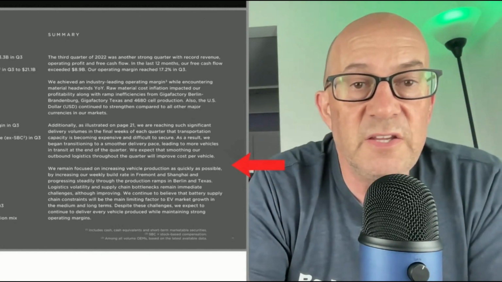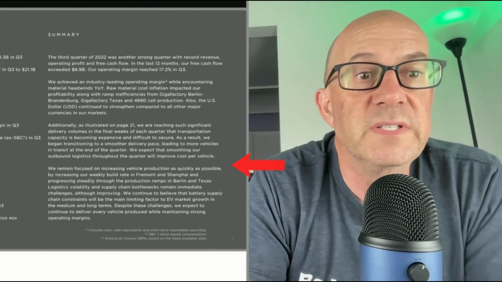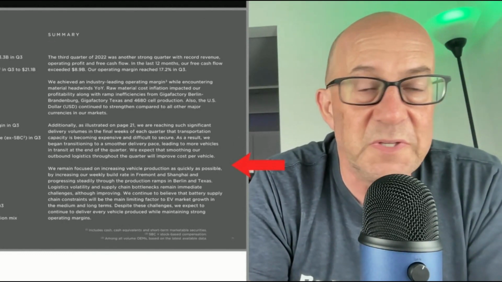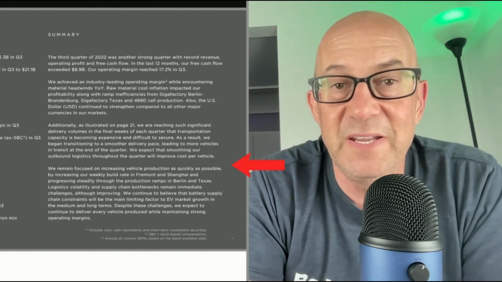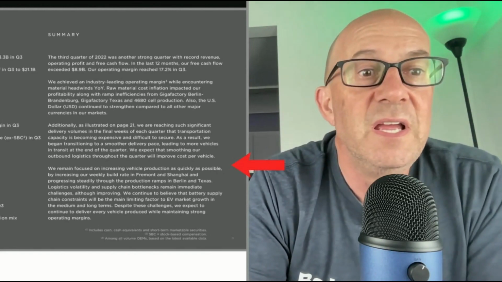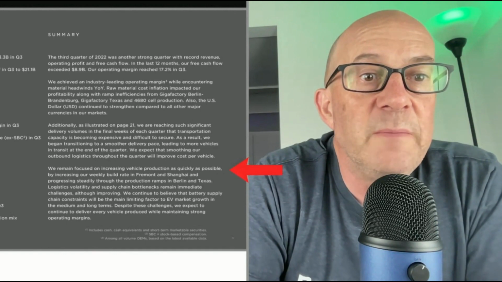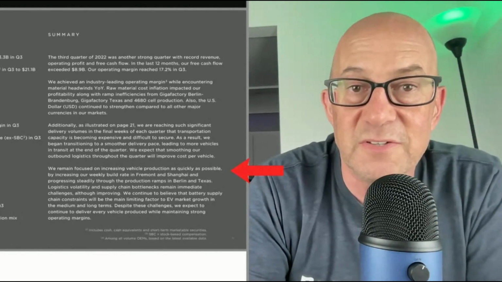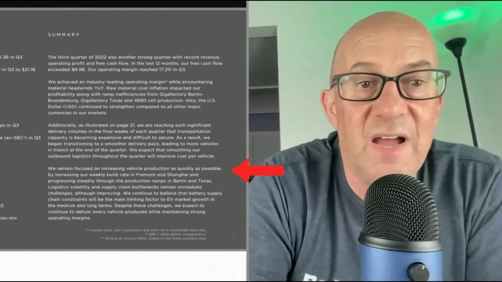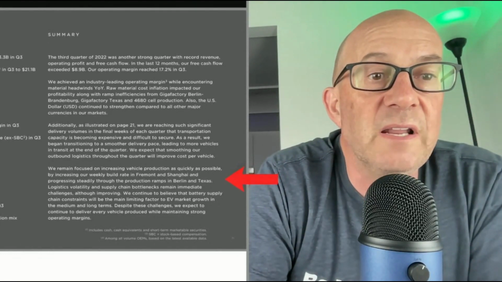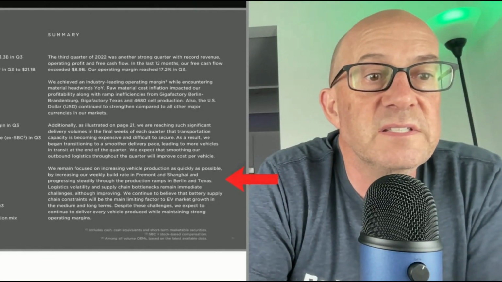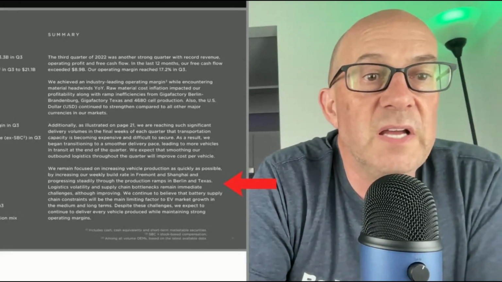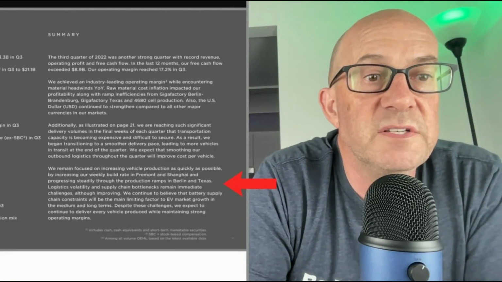This was said in the Q3 report. Increasing vehicle production as quickly as possible, not depending on demand, not depending on pricing, not depending on margins. Increase by increasing our weekly build rate in Fremont and Shanghai. So as of Q3, they were still growing in Fremont and Shanghai production and progressing steadily through the production ramps in Berlin and Texas. Logistics volatility and supply chain bottlenecks remain immediate challenges, although improving.